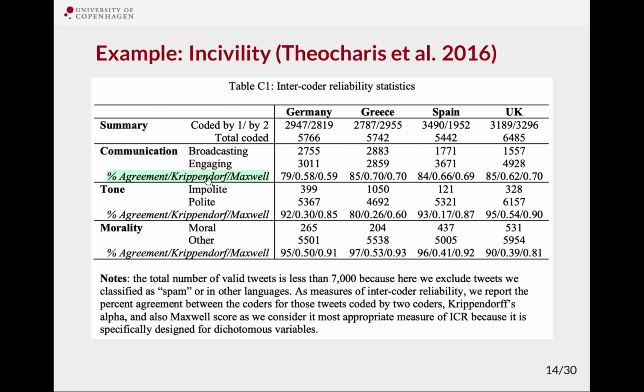They do a Krippendorff's alpha, and they show, I hadn't known actually what a Maxwell correlation was, but they just provide 3 different measures for each of these. They coded communication style, tone, and morality of these tweets. I'm just showing here that they provide the intercoder reliability statistics right here.